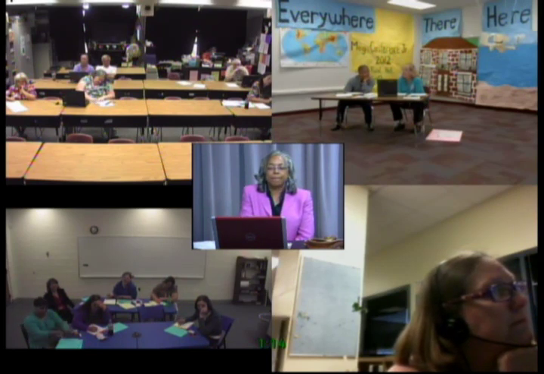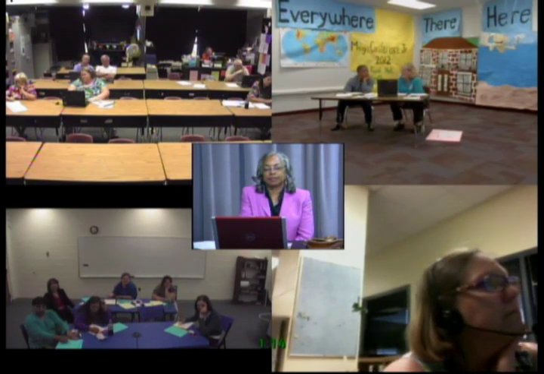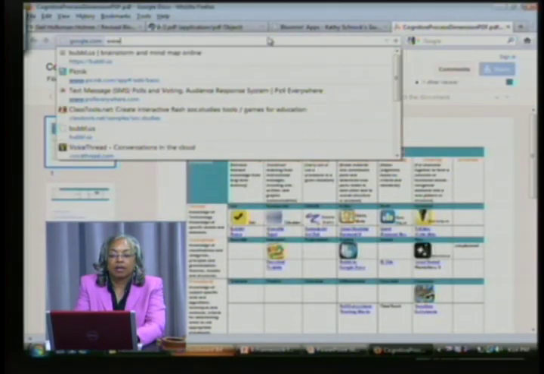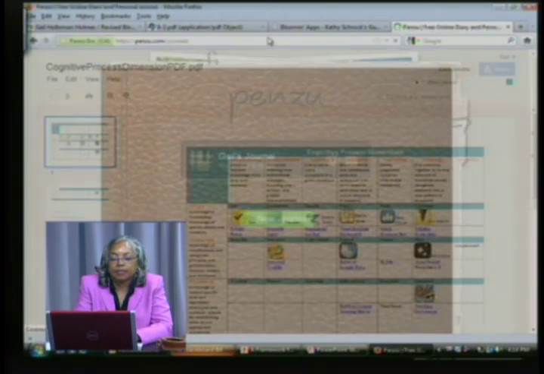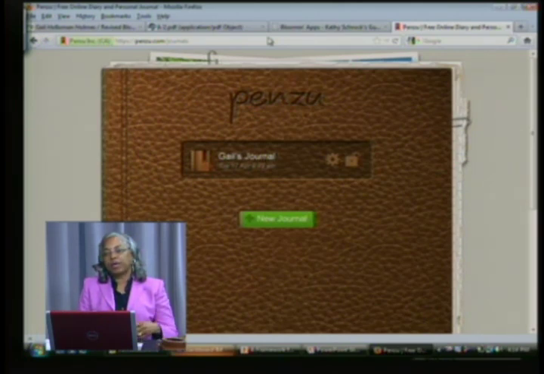So I'm going to look at Penzu. With Penzu, there's a diary. Now, in my chemistry class in high school, one of the things that my chemistry teacher had us do was keep a chemistry notebook. In that chemistry notebook, we had to create our diagrams, and anything that we did in his class had to be placed in that notebook. The purpose was to use that notebook at the end of the year as a study guide so that we could be successful in our end of year test.